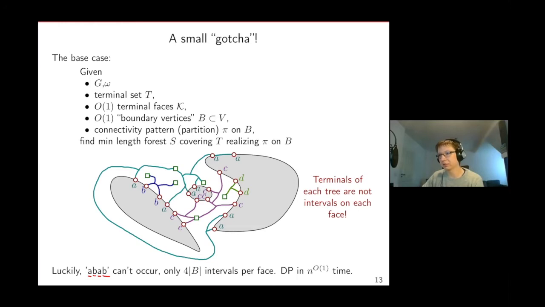Actually, you can give a better bound than this, but it doesn't matter. It should be 4 times the number of trees, actually. So you will have a constant number of intervals per face. You have constantly many faces. So altogether, you need to keep track of constantly many intervals, and therefore you can do a DP in polynomial time.